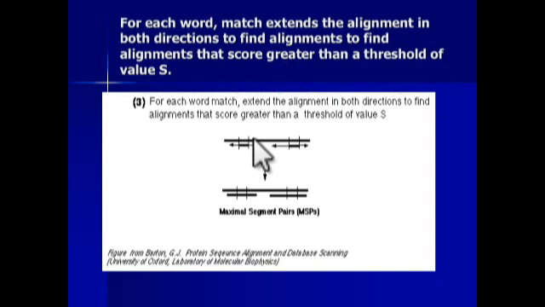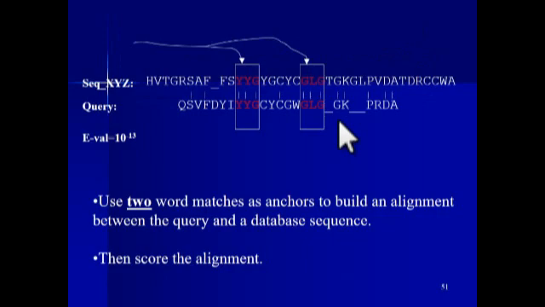Then the third thing is that for each word match, extend the alignment in both directions to find the alignment that scores greater than the threshold value S. So individually we are enlarging the alignment on both sides, and after that we are giving the score. After giving this score, the computer will find out how many scores come above the threshold value. That score would be directly taken. So instead of comparing each and every part further, this scoring would be the base for the comparison.